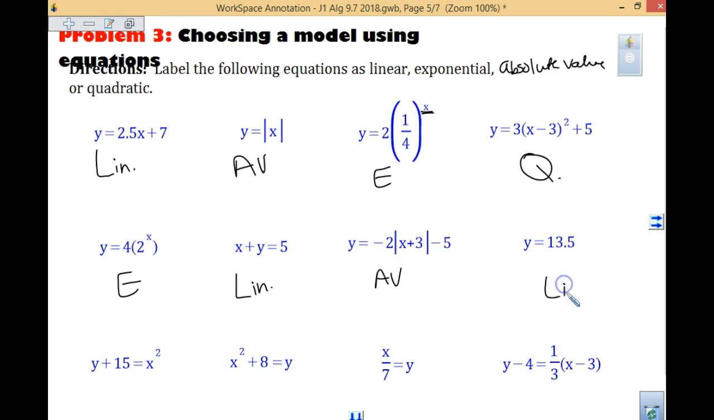Linear. It's a horizontal line, right? The variable y is to the first power. There's no x. It's horizontal. Y equals 13.5. That's a nice horizontal line. All right, we're going to the next one.